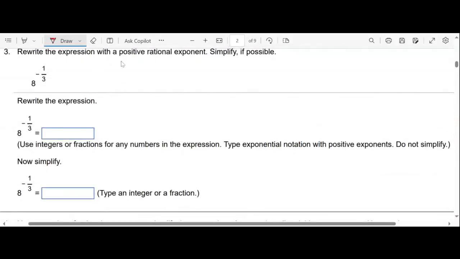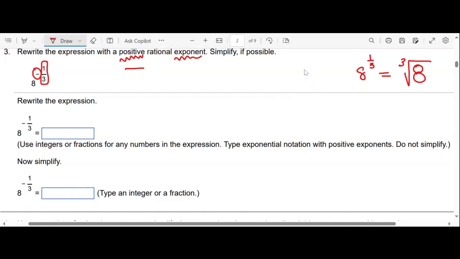Rewrite the expression with positive exponents. Is this a positive exponent? Negative. What does this mean? It means cube root, right? Yes. So if I have 8 to the power of 1 over 3, what's the answer here? Cube root of 8.